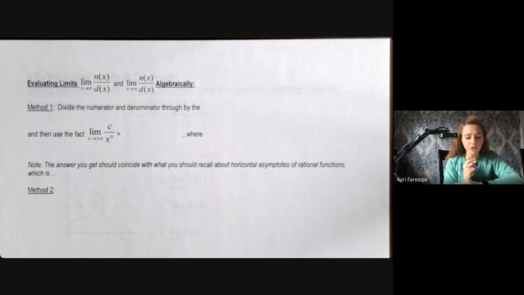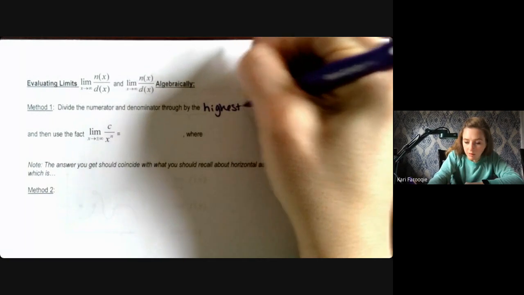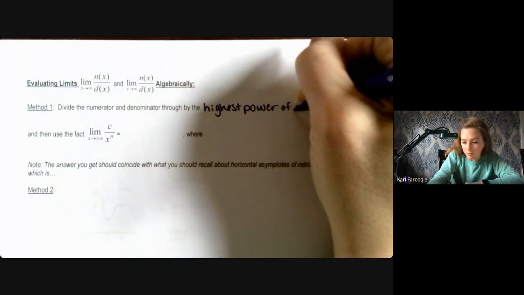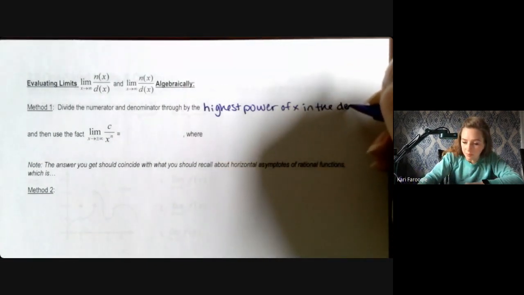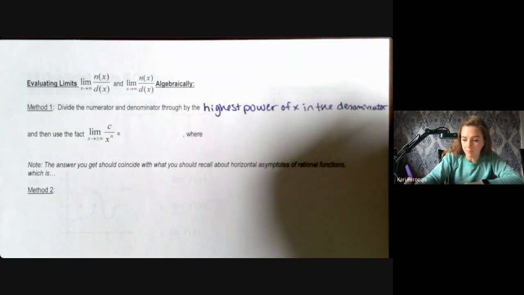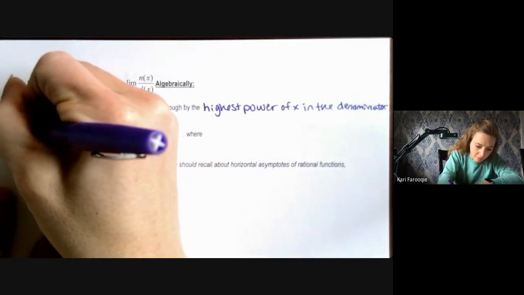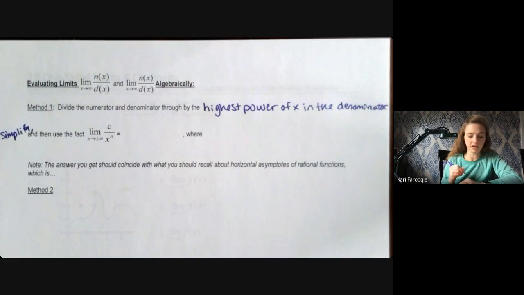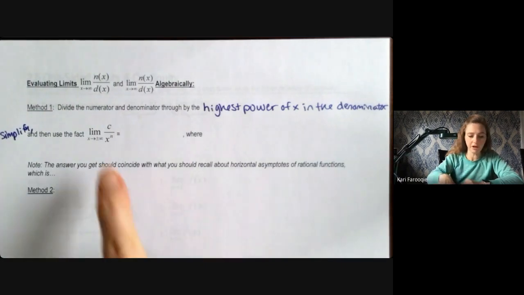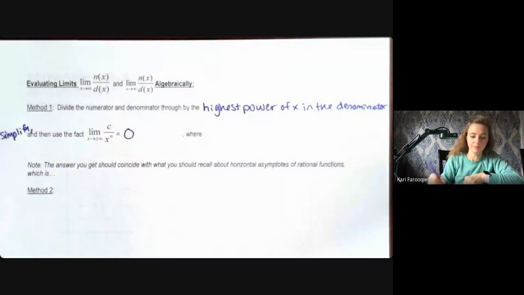Method 1, divide the numerator and denominator through by the highest power of x in the denominator. The highest power of x in the denominator. And then, we should say simplify. Sorry, I should give you more space for that. Simplify, and then use the fact that the limit as x approaches plus or minus infinity of c, which is some real number, divided by x to the nth power is 0.